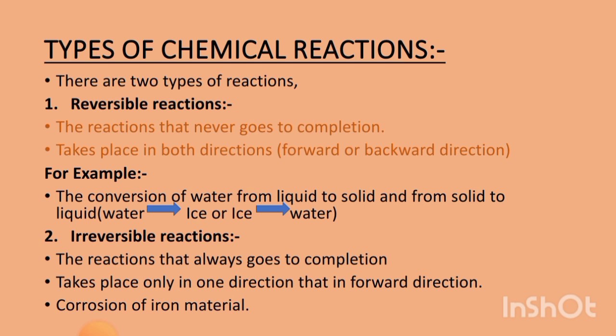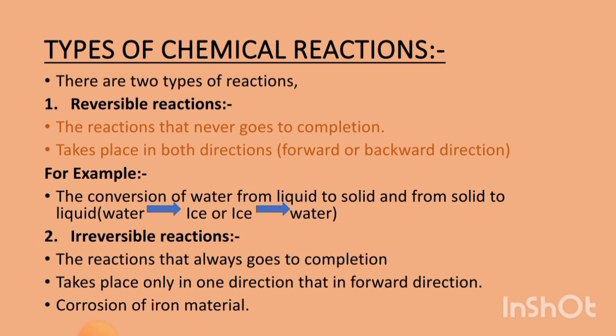For example, the conversion of water from liquid to solid and from solid to liquid. This is the example that I have written from your book, so you can also follow this example in your book. When we freeze the water, it forms ice, and when we melt the ice, water comes back. As you can see, in this type of reaction water is converting into ice and ice is again converting into the reactant, that is water. So these types of reactions are covered in reversible reactions.